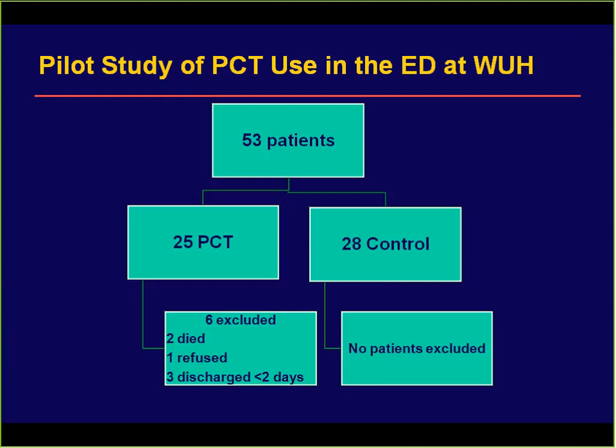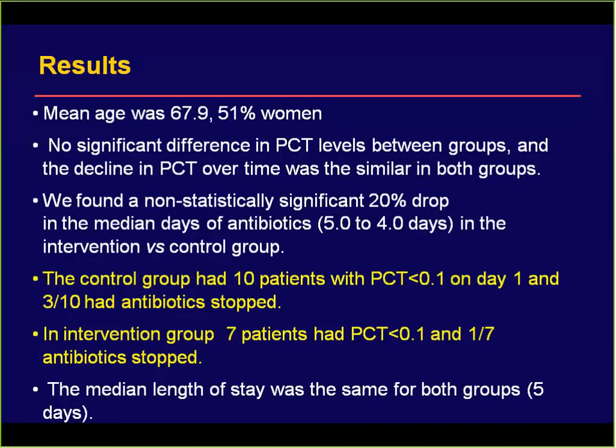So we only enrolled patients where the decision had been made to give them antibiotics, and we were going to measure procalcitonin serially to try to stop antibiotics sooner. And in the end, what we found was that although we measured procalcitonin in both groups, we only gave the information to one group. The others, we let them do whatever they wanted. There was no difference in the procalcitonin levels between either of the groups, and there was a non-significant drop of about 20% in the duration of antibiotic therapy in the procalcitonin group, from 5 days to 4 days.